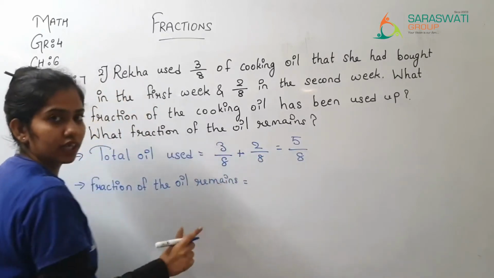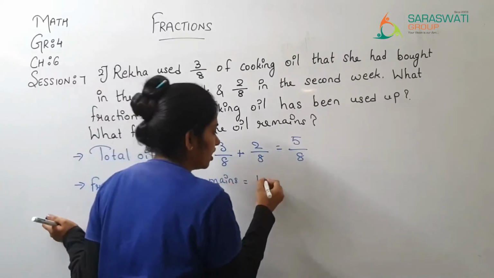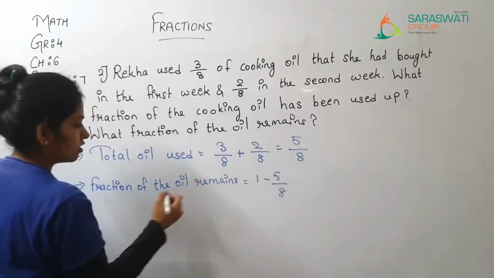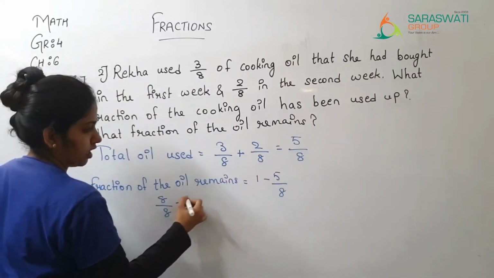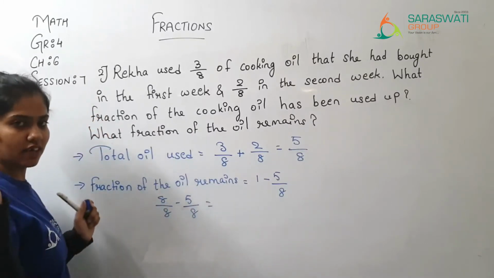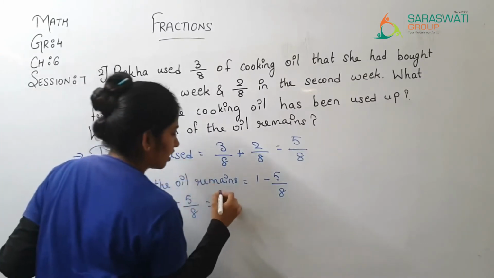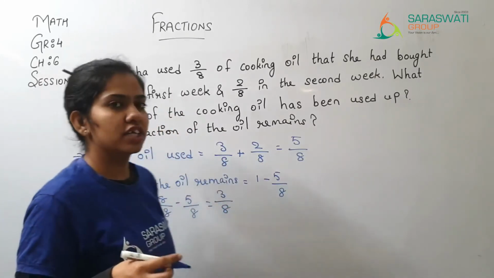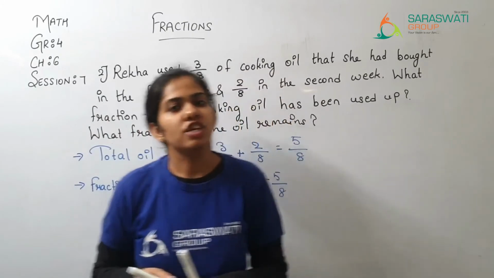So total हमें मिल गया. So now we can write it as 1 minus 5/8, or else you can also write it as 8/8 minus 5/8. So 8 minus 5, that is 3. So that is 3/8 remains. अभी 3/8 जितना ऑयल हमारे पास बचा है.